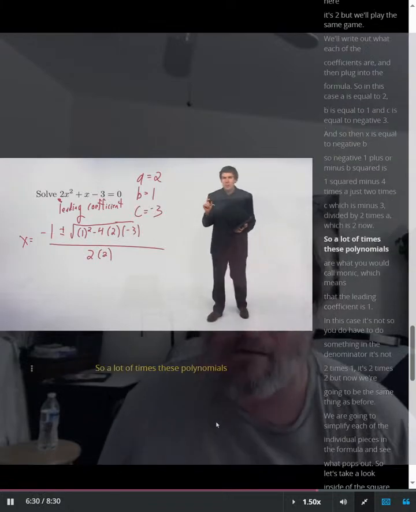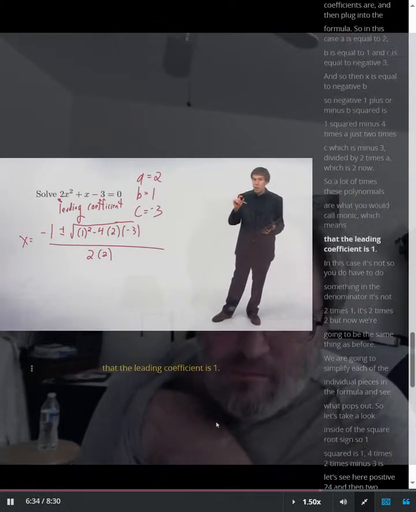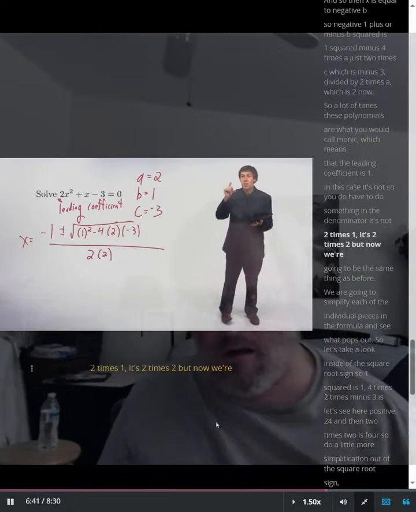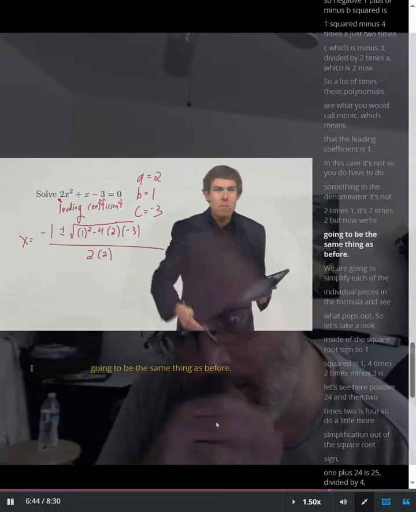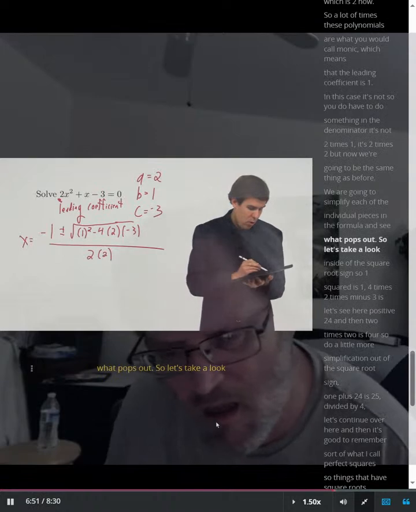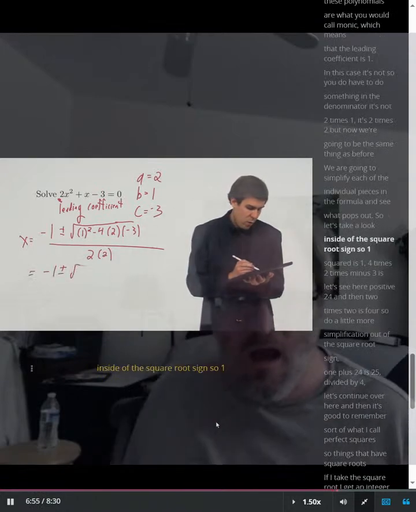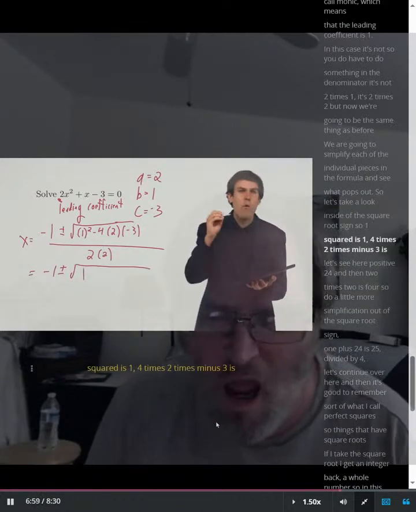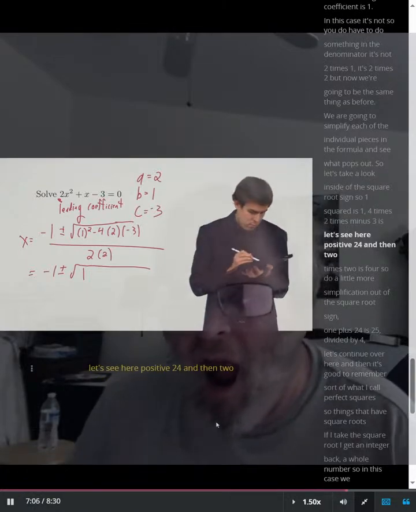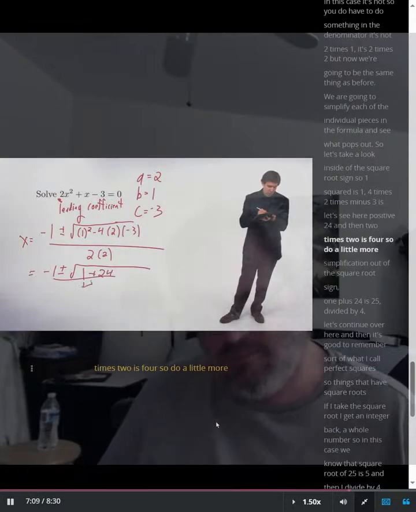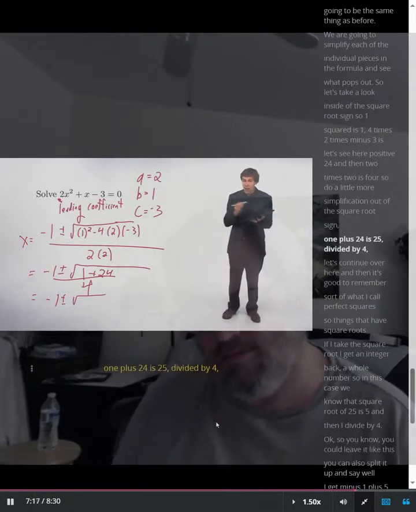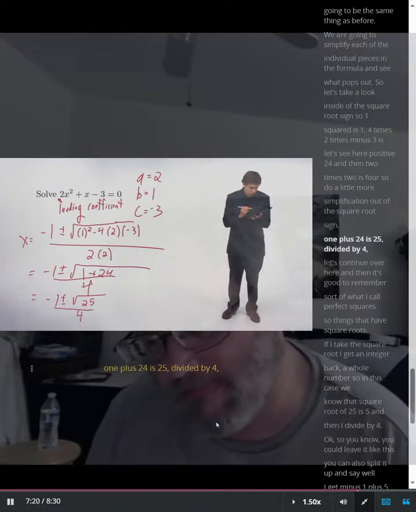A lot of times these polynomials are what you would call monic, which means that the leading coefficient is 1. In this case, it's not. So you do have to do something in the denominator. It's not 2 times 1, it's 2 times 2. But now we're going to do the same thing as before. We are going to simplify each of the individual pieces in the formula and see what pops out. So let's take a look inside of the square root sign. 1 squared is 1. 4 times 2 times minus 3 is, let's see here, positive 24. And then 2 times 2 is 4. So do a little more simplification under the square root sign. 1 plus 24 is 25, divided by 4.